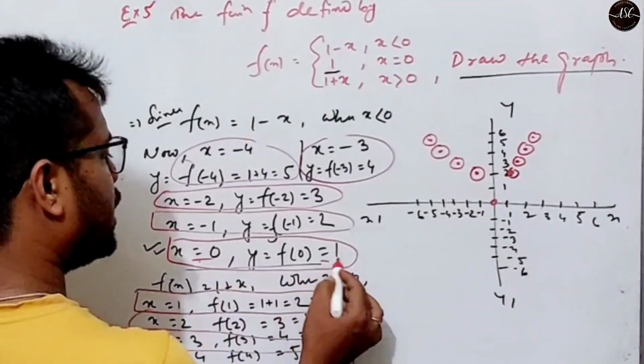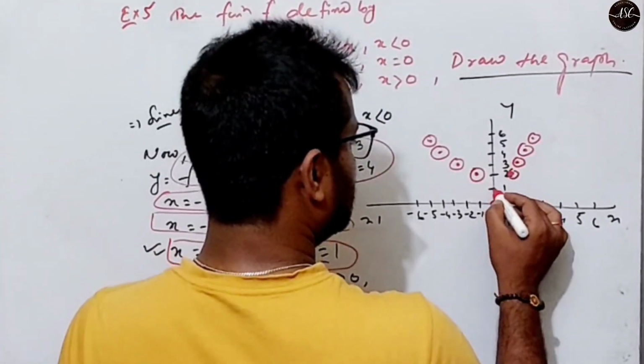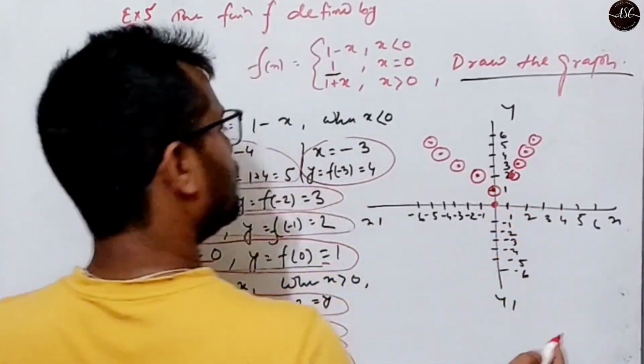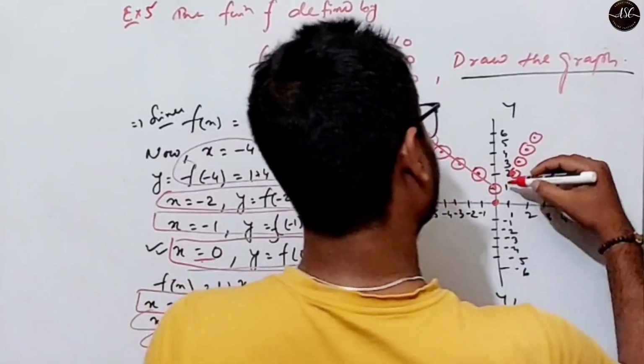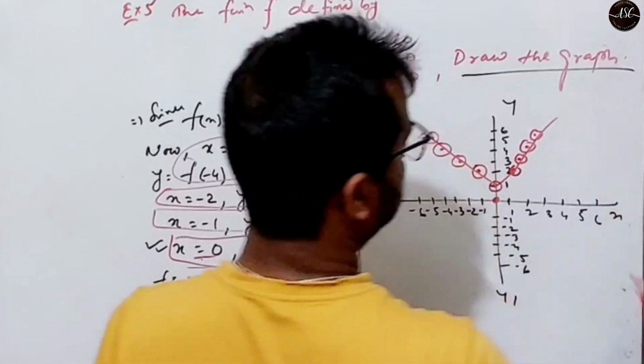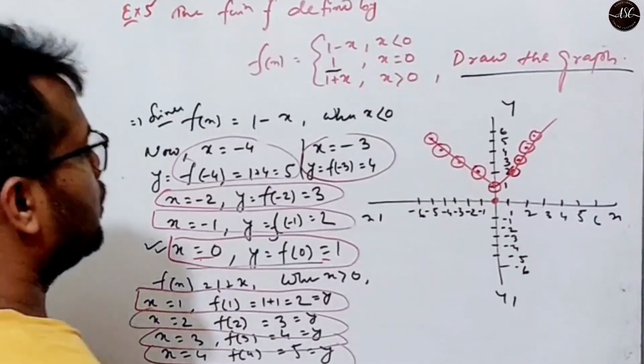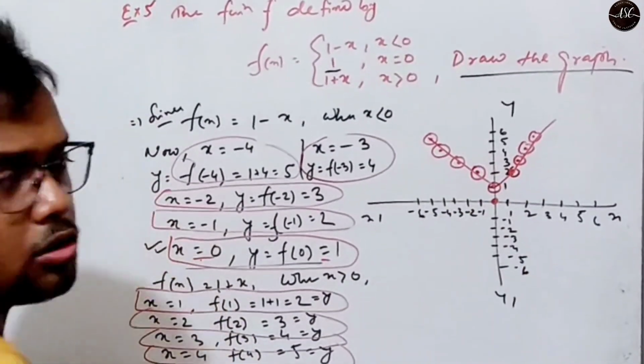When x equal to 0, y equal to 1, that means this point. So if we join these points, we get this type of graph. So this should be remembered.